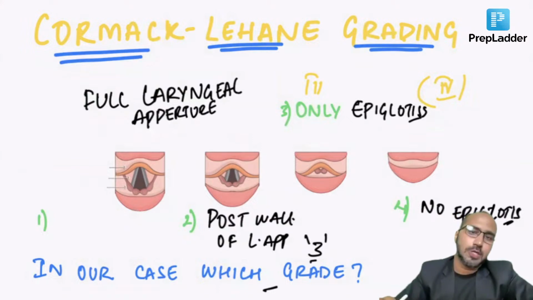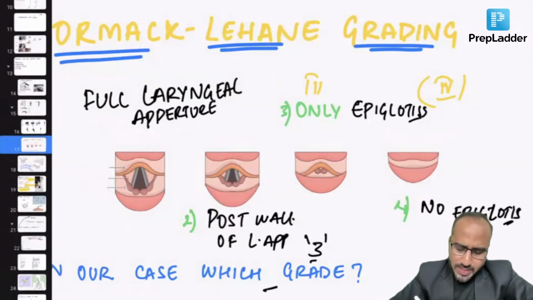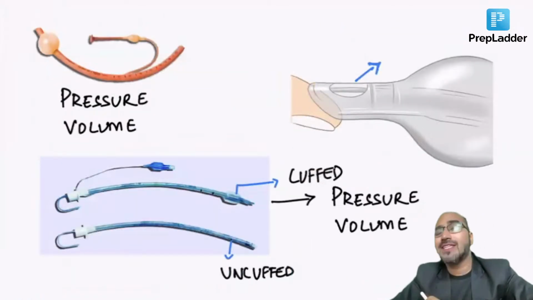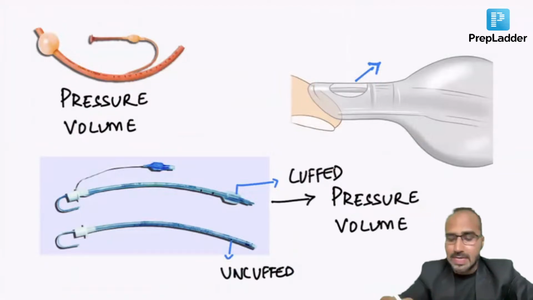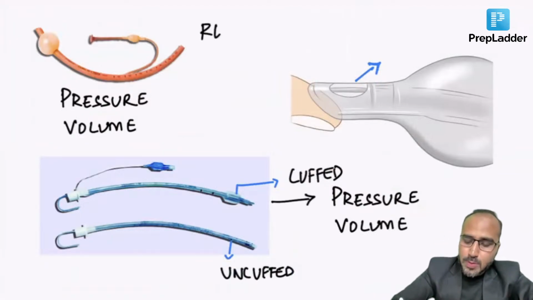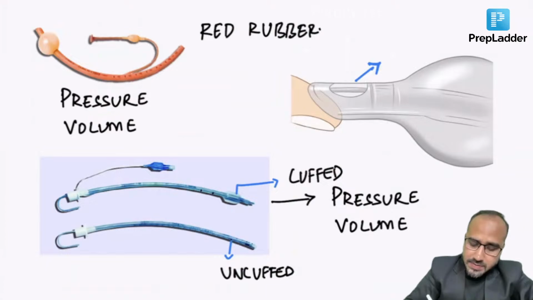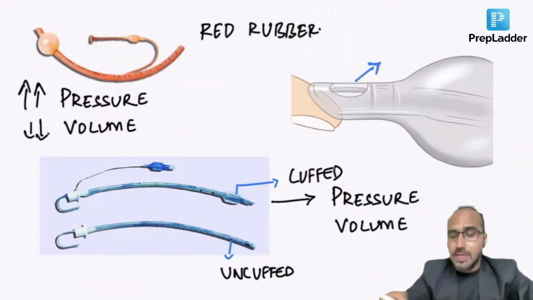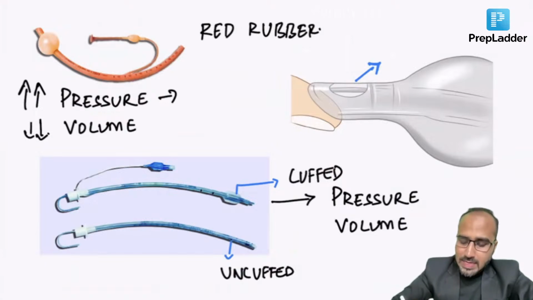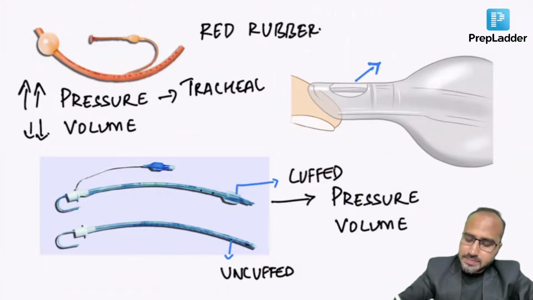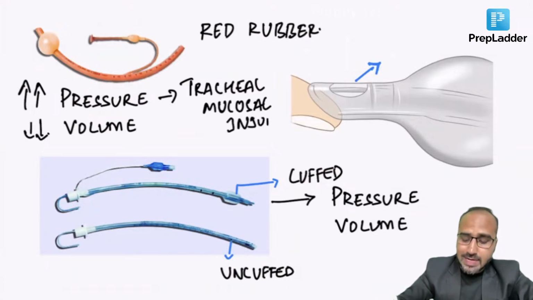Introduce the endotracheal tubes. Now, guys, there are two kinds of endotracheal tubes which are available. What are the two types? One is called the red rubber tube, which we are not at all using. Why are we not using red rubber tubes? There is one reason. Because it comes with a very high pressure and low volume. Due to this pressure, the patient is having tracheal mucosal injury. Hence, we are not using red rubber tubes.